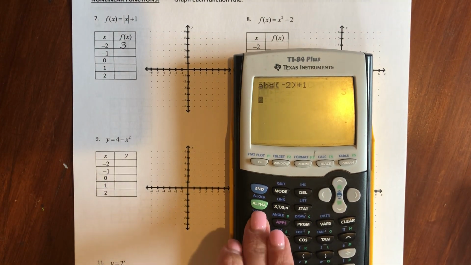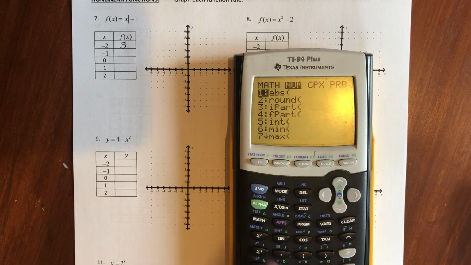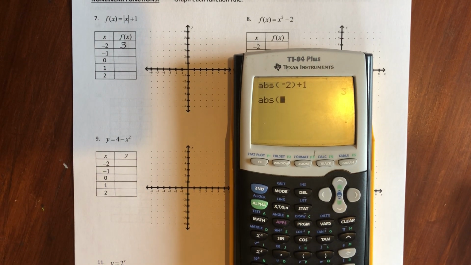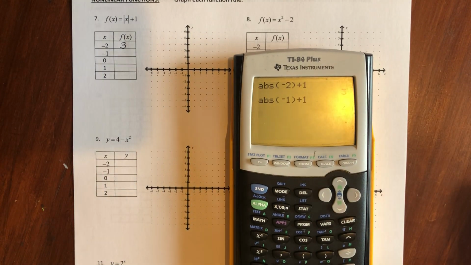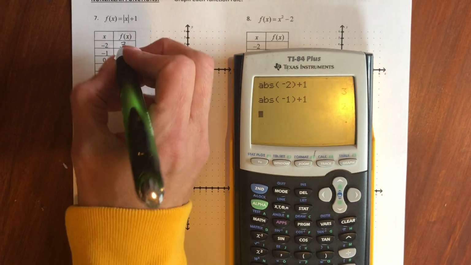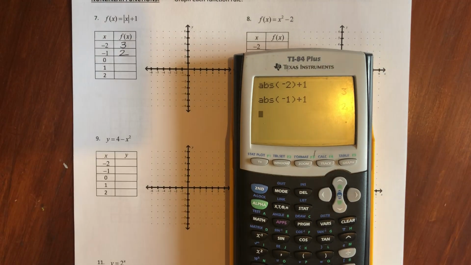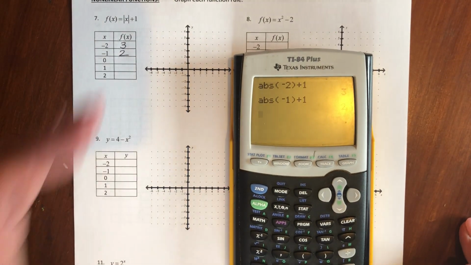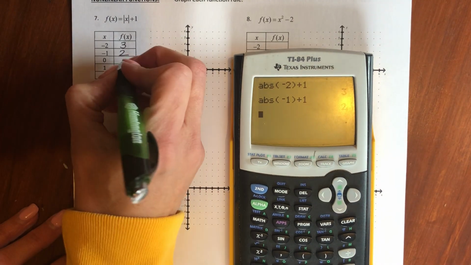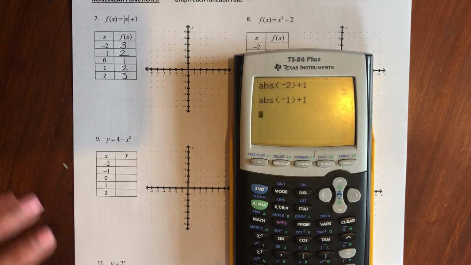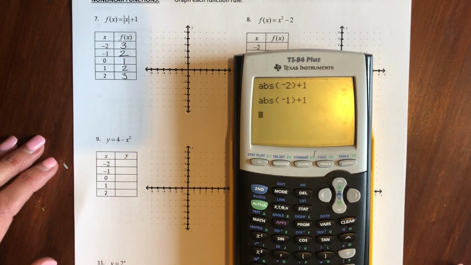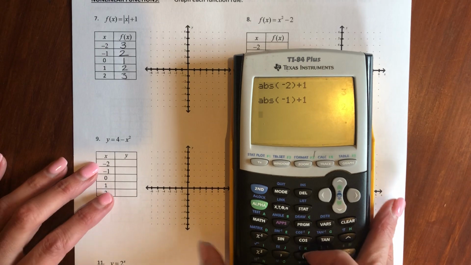All right, so let's try another one. Absolute value, go to math, over to number, it's that first one, choose enter, plug in -1, and then add the 1. And you get 2. So on, keep going through. If you plug in 0, you get 1, 2, 3. If you want to go ahead and pause the video and type those into the calculator or work through those on your own, you can.